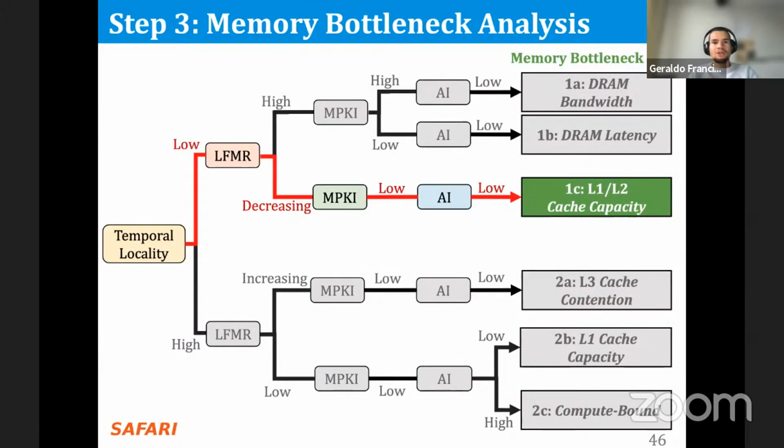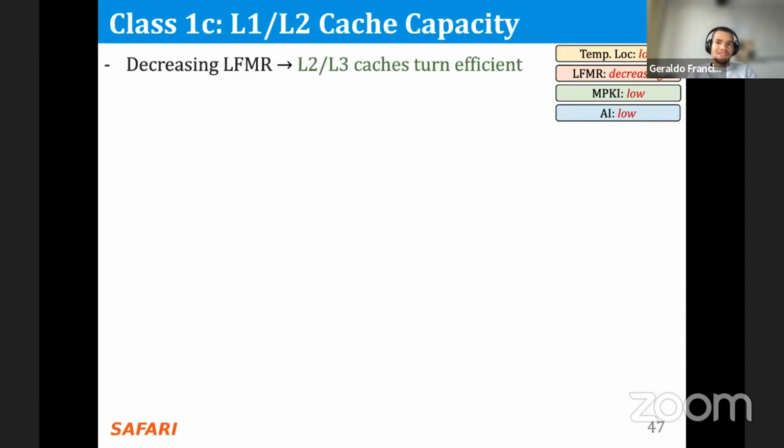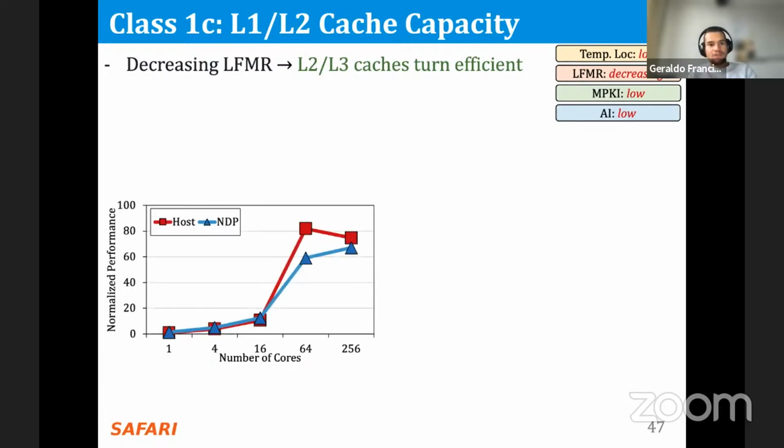Next, we analyze L1 and L2 cache capacity bound applications. Applications in this class have low temporal locality, decreasing last level cache miss ratio with the core count, low MPKI, and low arithmetic intensity. We find that the behavior of functions in this class depends on the number of cores they are using. The decreasing last level cache miss ratio implies that L2 and L3 caches become efficient when increasing the number of cores. We analyze how this impacts performance.